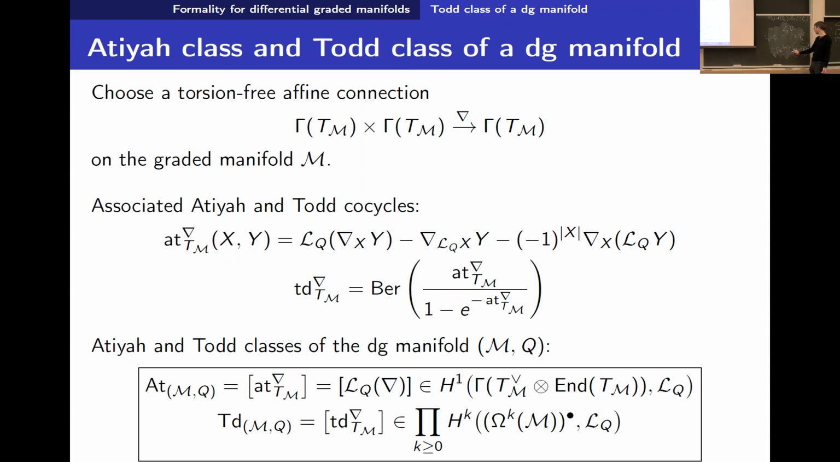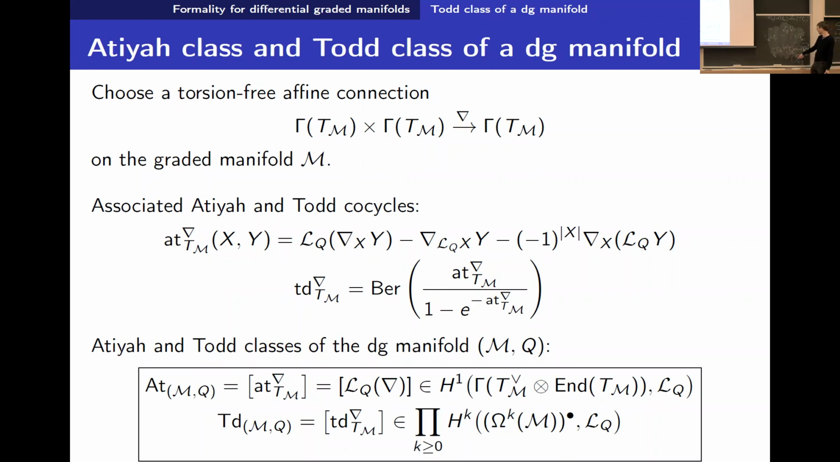This is a space constructed out of the Z graded manifold M. Because M is Z graded, any object constructed from M is Z graded. So this is a Z graded vector space. And you have this homological vector field Q on M, which induces an operation on this guy, just the derivative with respect to Q. And because Q squares to zero, it's clear that this guy is actually in the kernel of that operator.